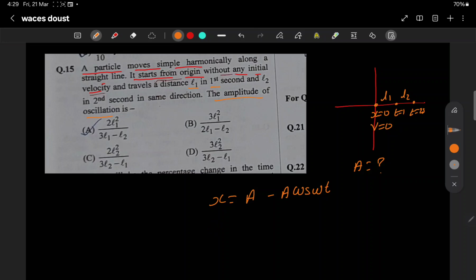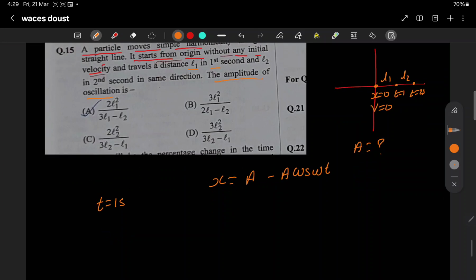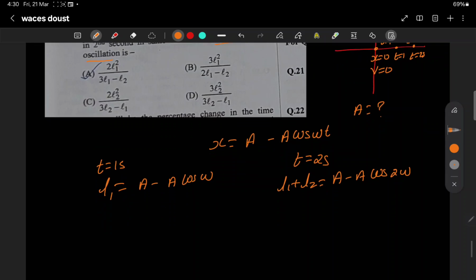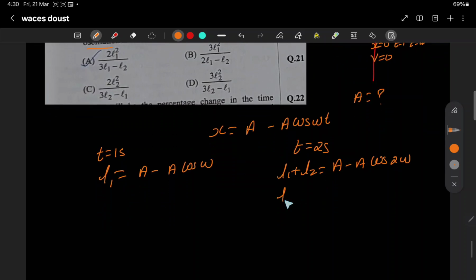So in the first second it is traveling a distance of L1 at t is equal to 1 second. If you apply here, L1 is equal to A minus A cos omega. At t is equal to 2 second, how much distance is traveled? L1 plus L2. So L1 plus L2 is nothing but A minus A cos 2 omega. Okay, so using this we have to solve it. Over here for L1 plus L2, I can take A common outside, so you will get 1 minus cos 2 omega.